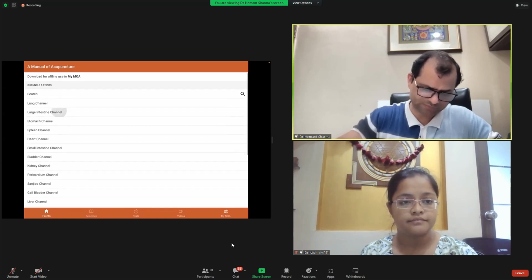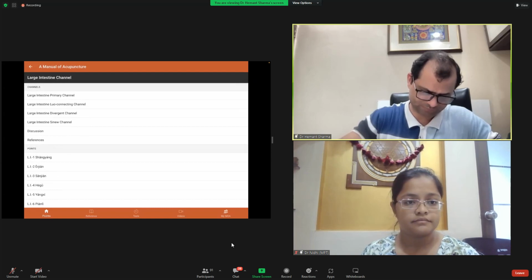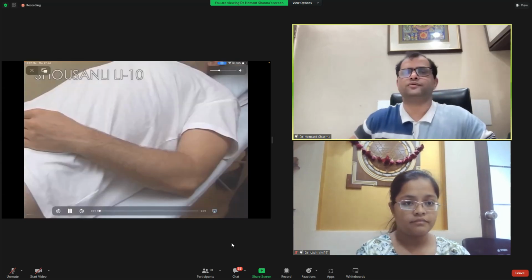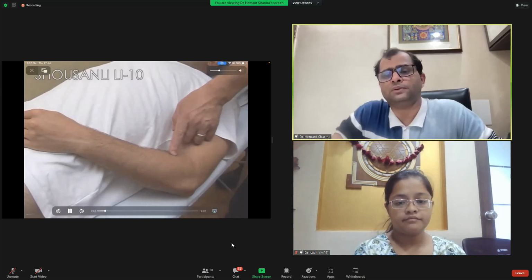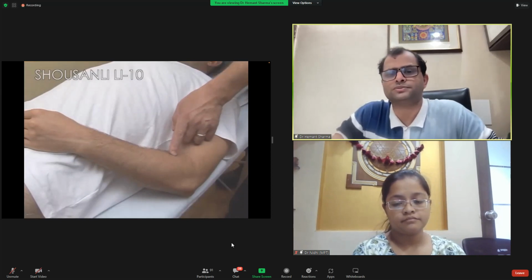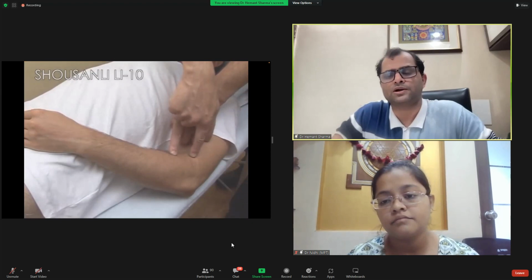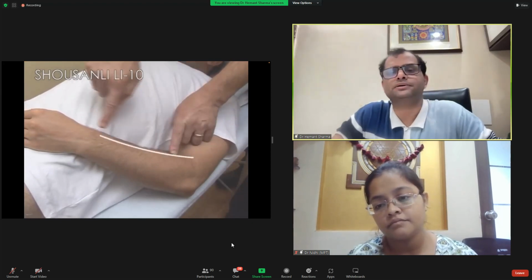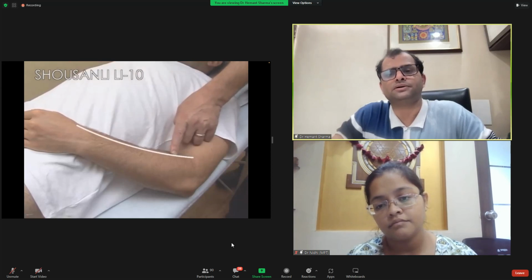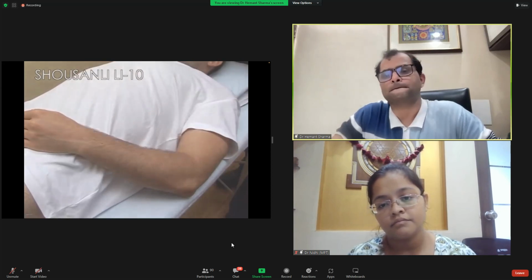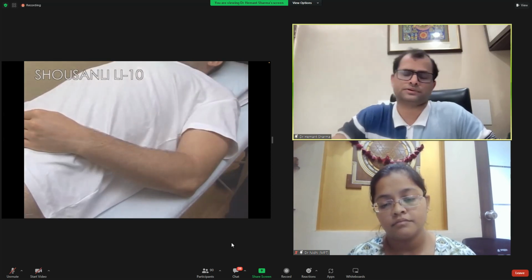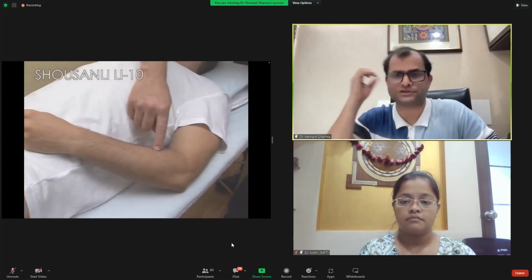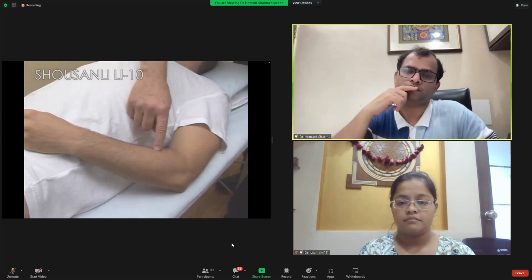Look at here. So we are looking at the Li 10. From the elbow crease, we are going to Chun proximal, to Chun distal. From the elbow crease, we are going to Chun distal. That is the location of Li 10. This is the Li meridian. And this point is located at 2 Chun. This is the point. Right?